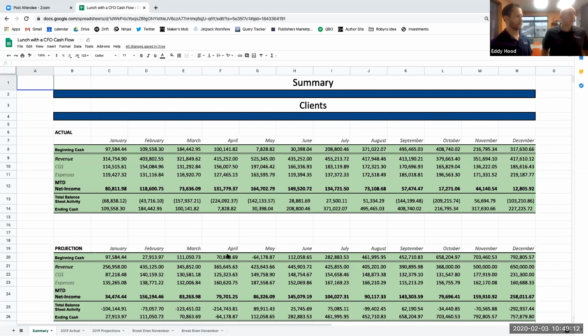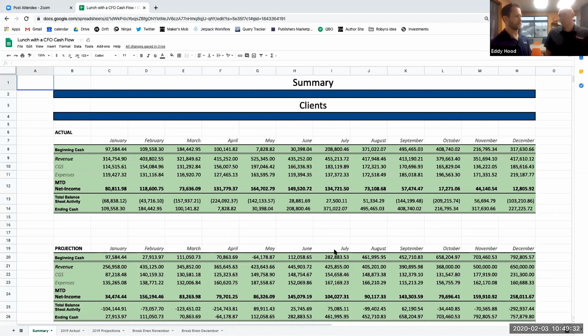Under the actual numbers, I've looked at the key accounts. From a summary dashboard standpoint, this is where I want all business owners to start: just the dashboard. Look at your cash, your revenue, your cost of goods sold, your operating expenses, your income, how the balance sheet affected your cash, and then your ending cash balance for the month.